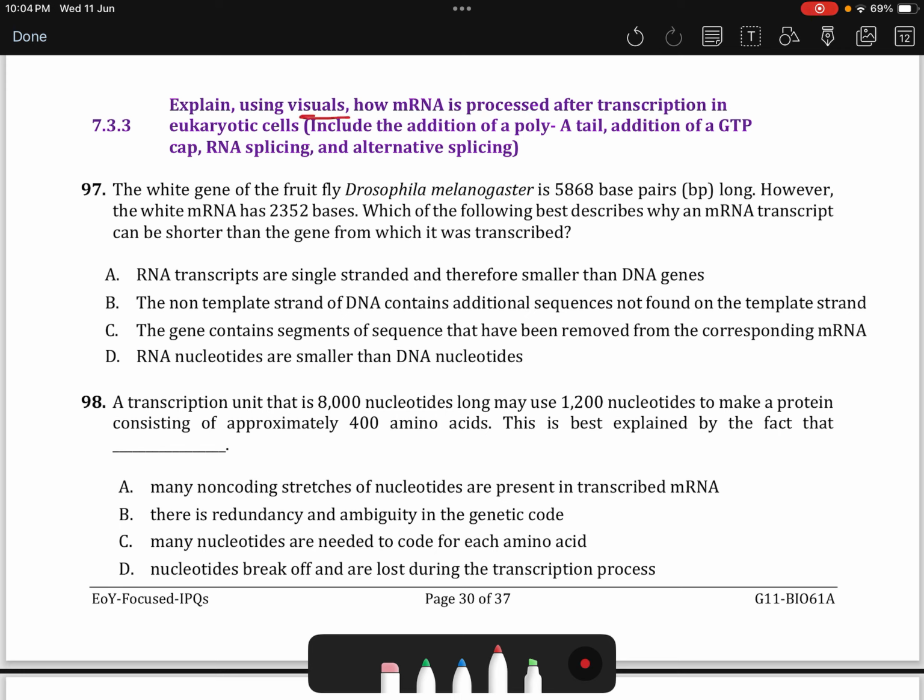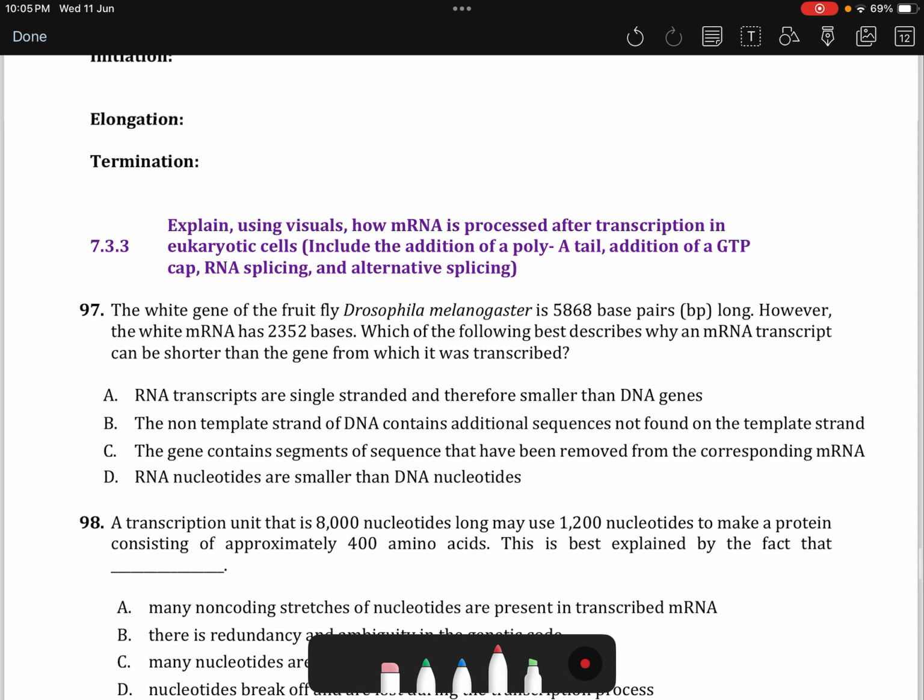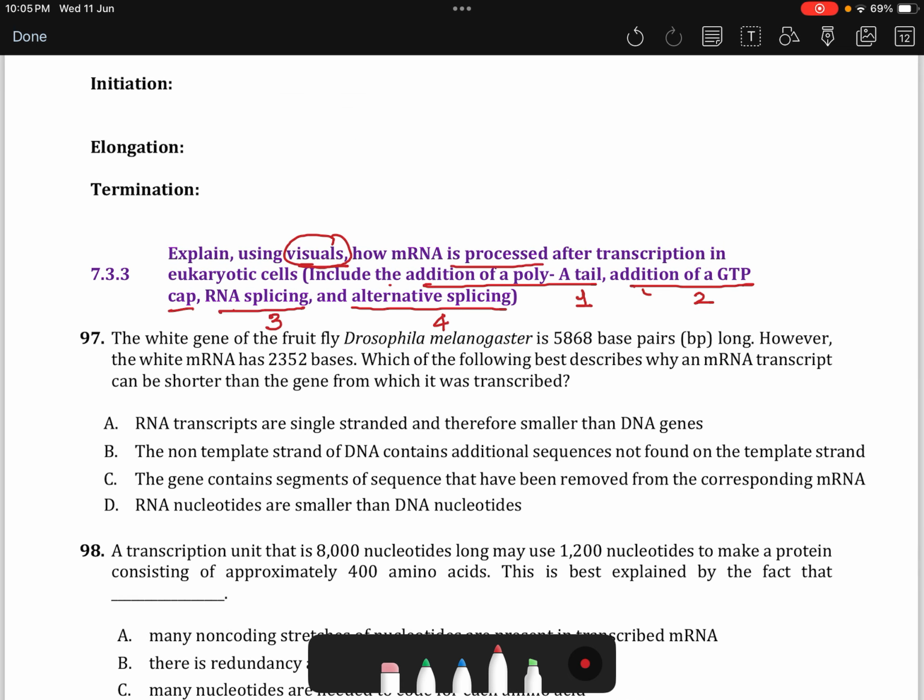Explain using visuals how RNA is processed after transcription. So they say visual, it means you might have a diagram or you might not have a diagram. Okay, include the addition of the poly A tail, number 1, addition of the GTP cap, number 2, RNA splicing, number 3, and alternative splicing, number 4. But in this RNA splicing, basically what happens? Introns are removed, okay, and exons join back.